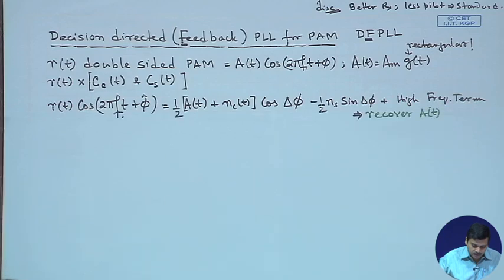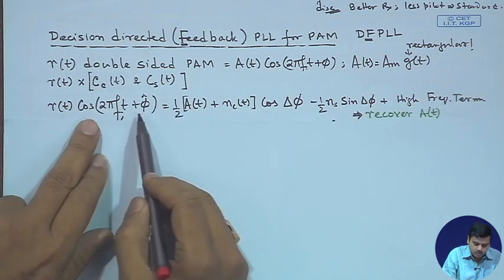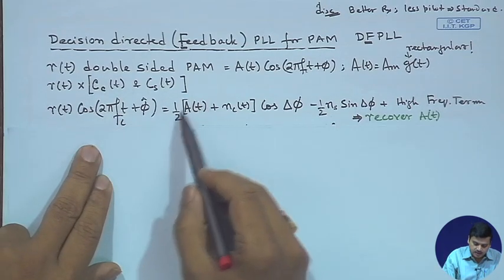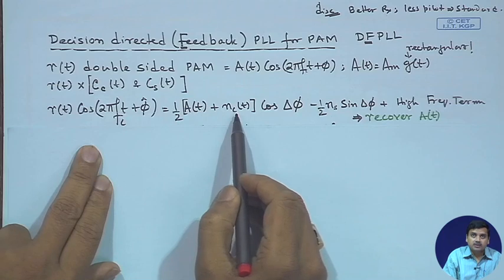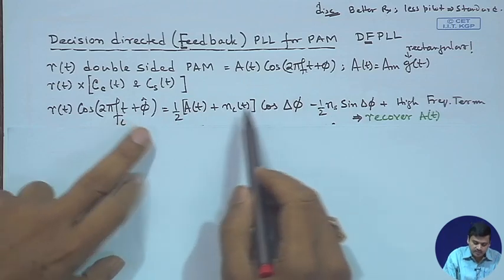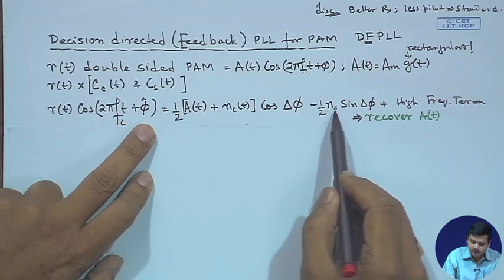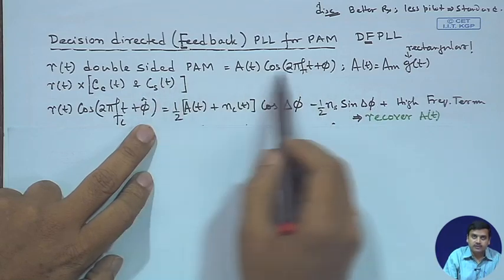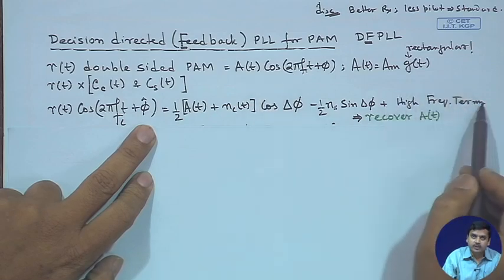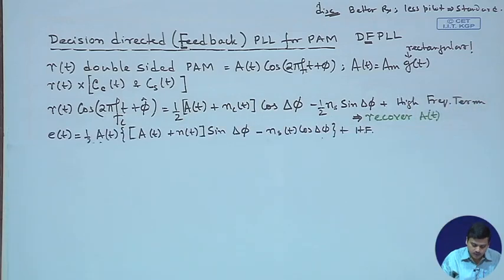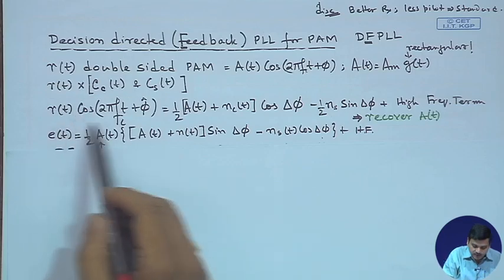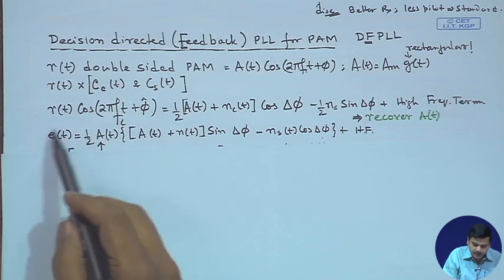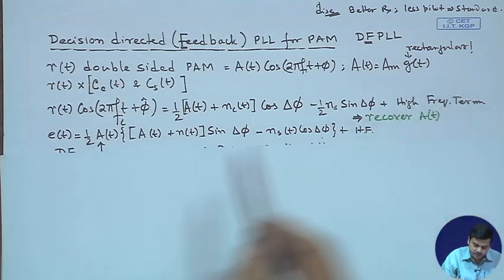and then r(t) cos(2 pi f_c t + phi cap) would look like half of (A(t) plus noise n_c) cos delta phi, where delta phi is phi minus phi cap, and half n_s sin delta phi, again because of the sine phase difference. The high frequency components get removed. So, this particular product could be looked at as the error term after we have removed the high frequency components.